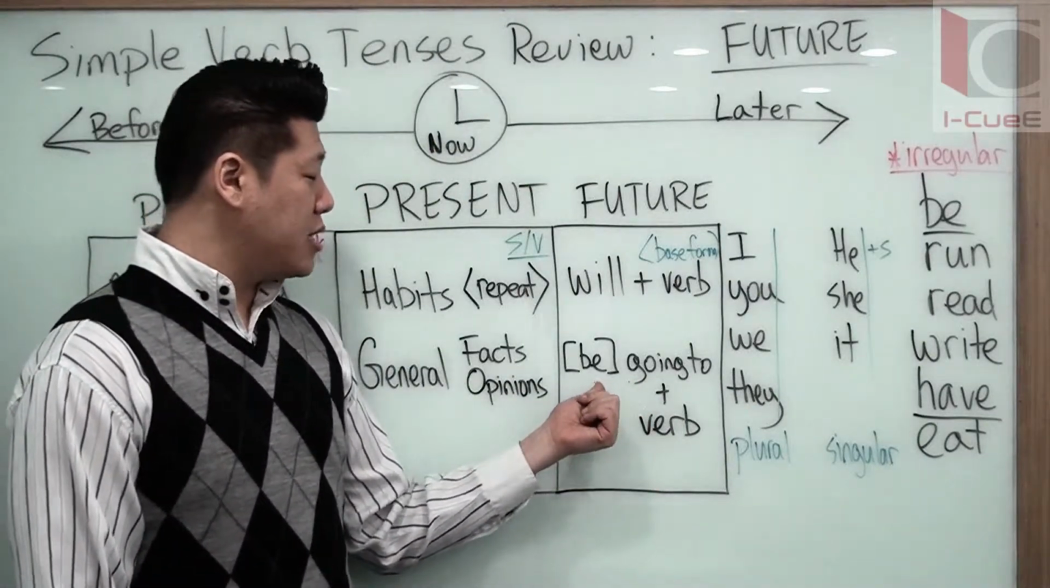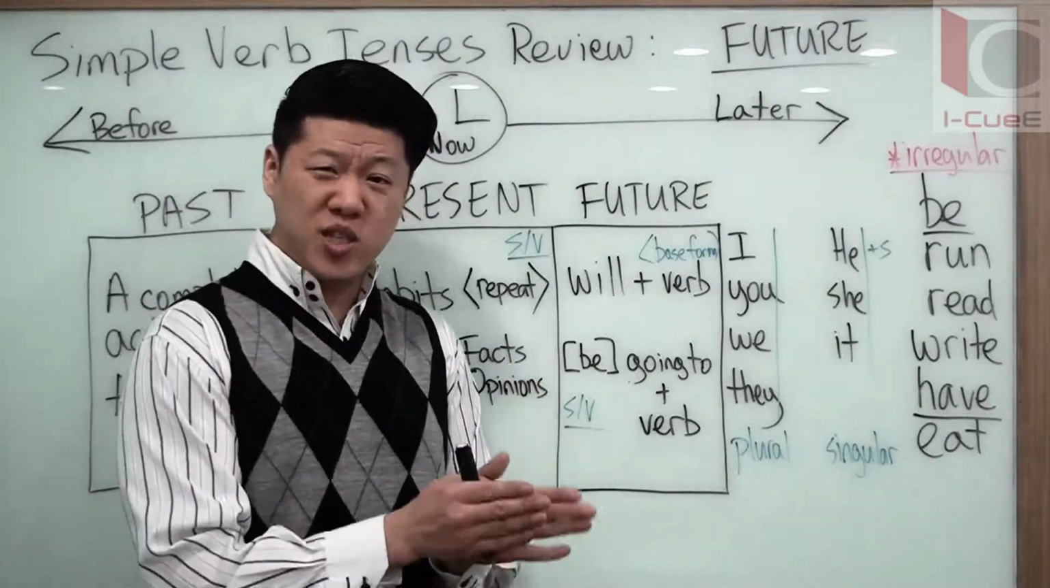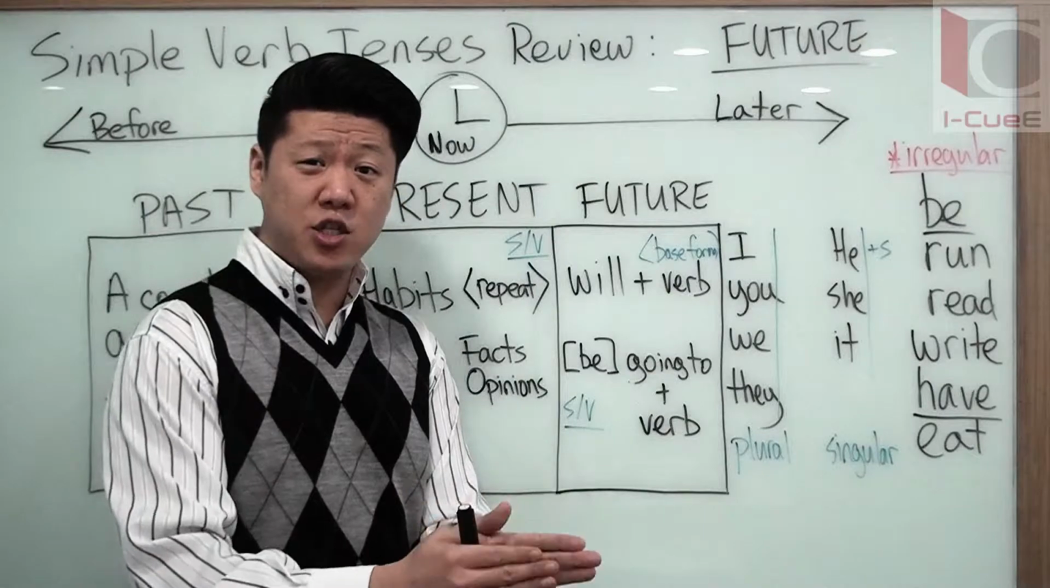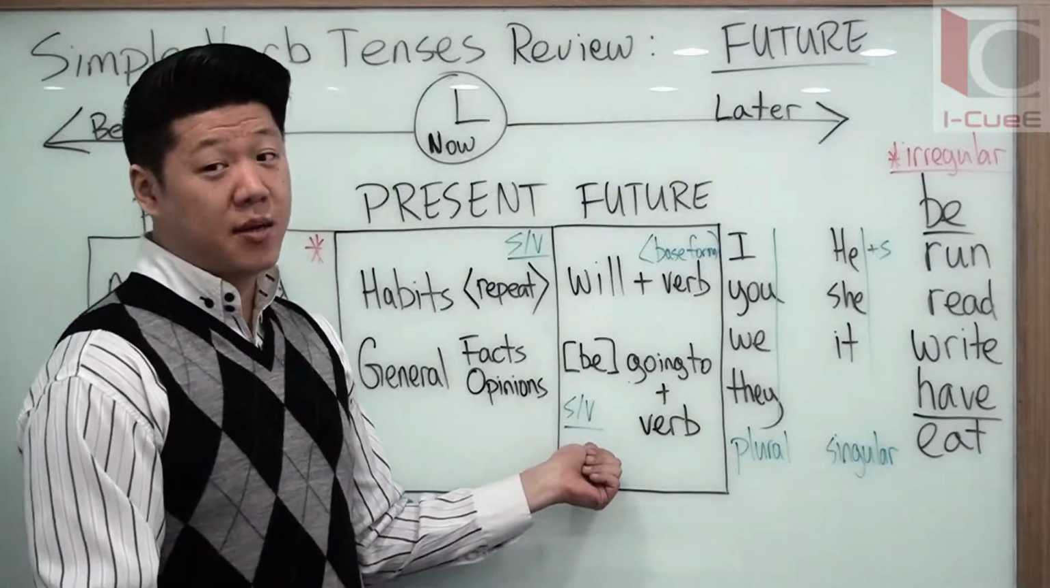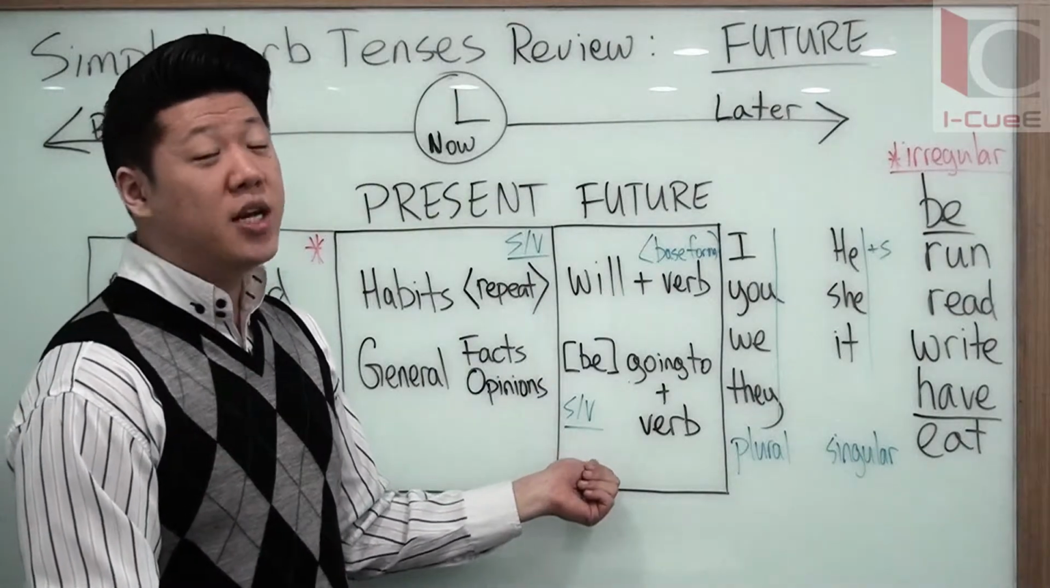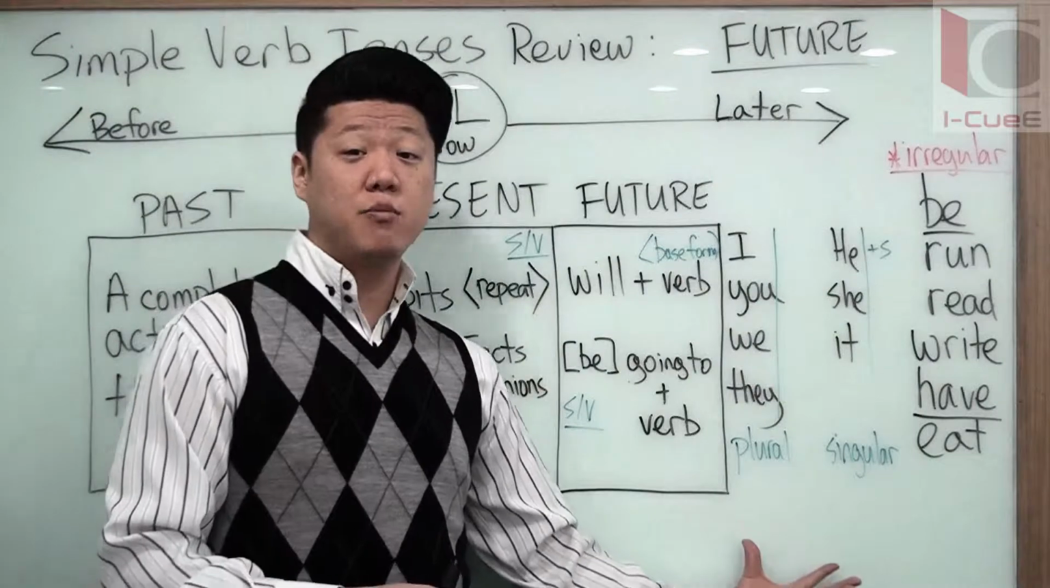Now this one, because the be verb, you rarely see it used as just be. We have to change it, either is, are, or am. We have to be careful about subject-verb agreement. So what is subject-verb agreement? I, you, we, they, he, she, it are your subject pronouns.